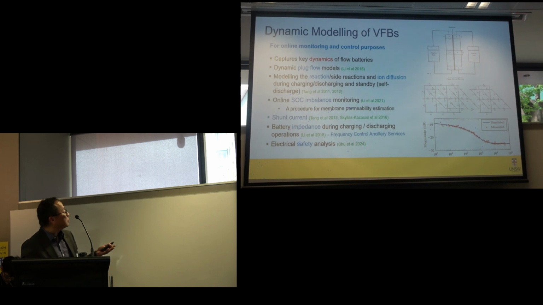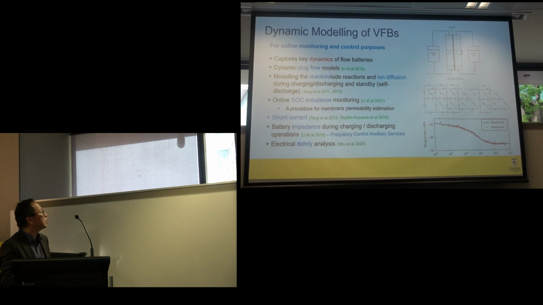And we also look at online state of charge imbalance monitoring and a procedure to be conducted to determine the membrane permeability. So for any system, you can follow that procedure and get the parameters for the membrane permeabilities, and then use the models to estimate state of charge imbalance online. And to be able to connect the battery systems to the inverters, we also need to look at the shunt current models. Always also contributed to that.